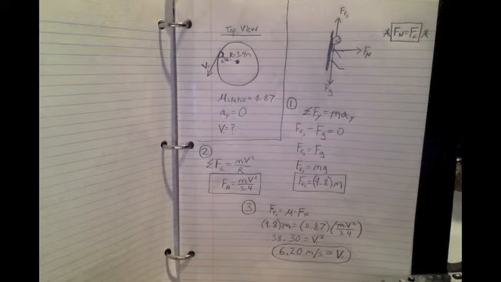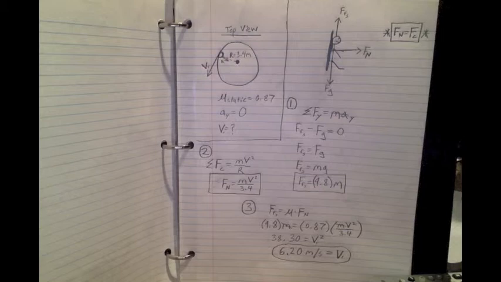First off, we're going to look at our Newton's second law equation for the y-axis. It becomes the force of friction minus the force of gravity is equal to 0. After you manipulate that, you find out that the force of friction is equal to the force of gravity. So the force of friction is 9.8 times the mass, which is an unknown value.